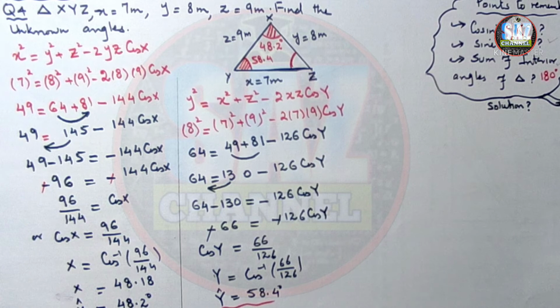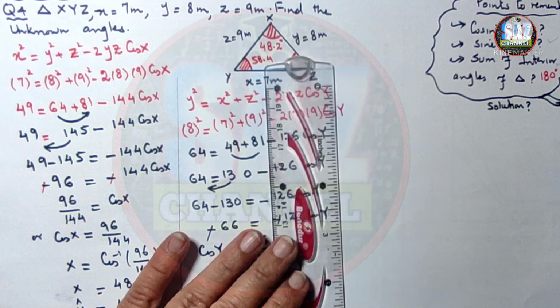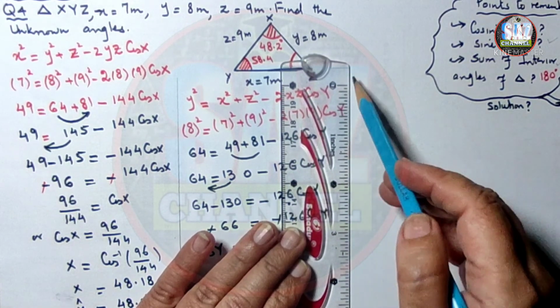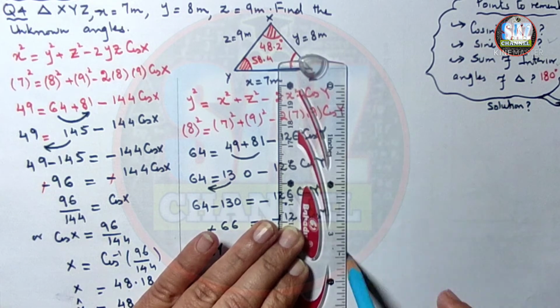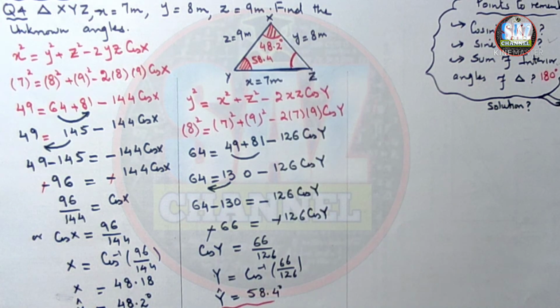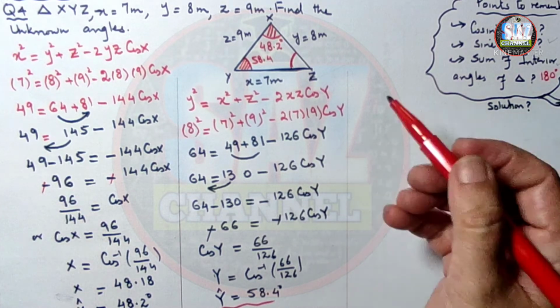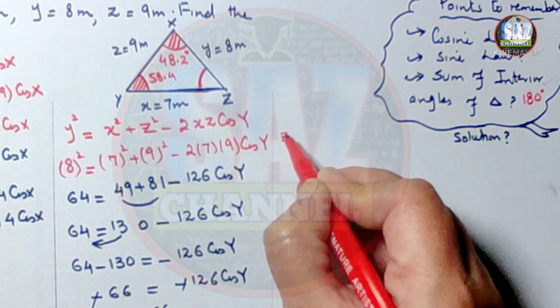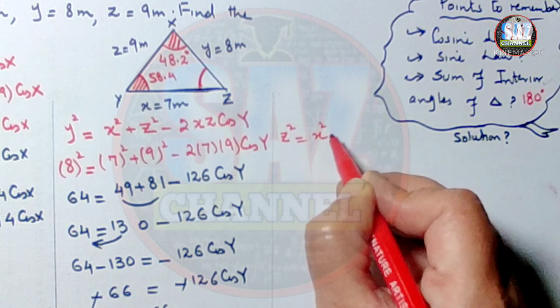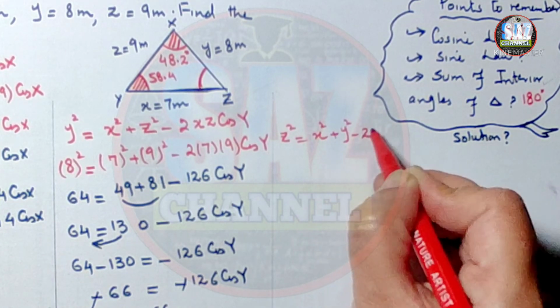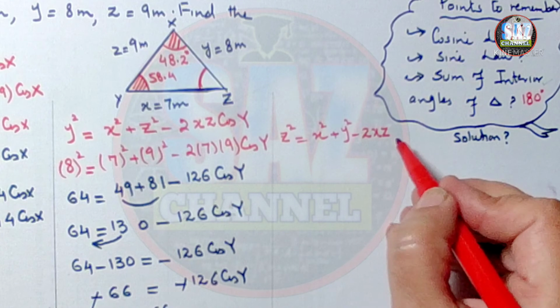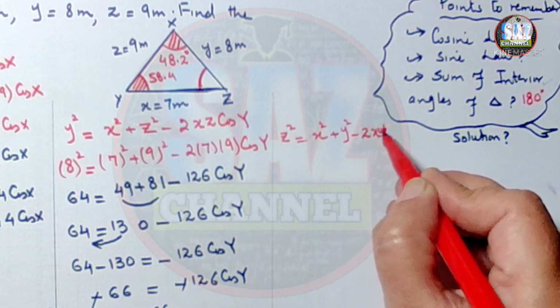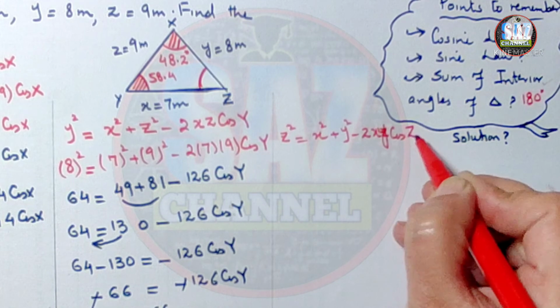Okay children, how are we going to find the value of angle z? As I feel this is the application of cosine law, so in this class I will be finding all of the angles with the help of cosine law. Now for z, how to write the equation for angle z? z square equals x square plus y square minus 2 into x into y and cos of angle z.